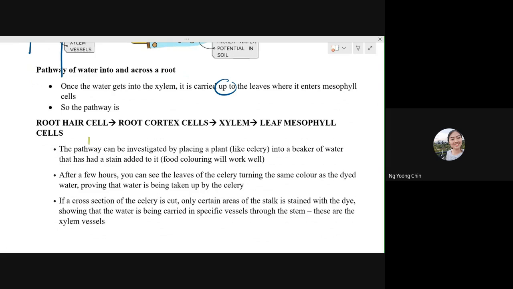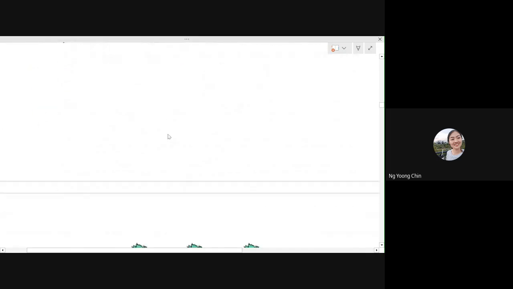You should remember the pathway from the root hair cell to the root cortex cell, into the xylem vessel, and from the root part of the xylem into the stem part of the xylem, and into the leaf part of the xylem. Finally, it will get into the mesophyll cell. These mesophyll cells refer to the spongy mesophyll cell and the palisade mesophyll cell that you learned before. Okay, I think that's all.